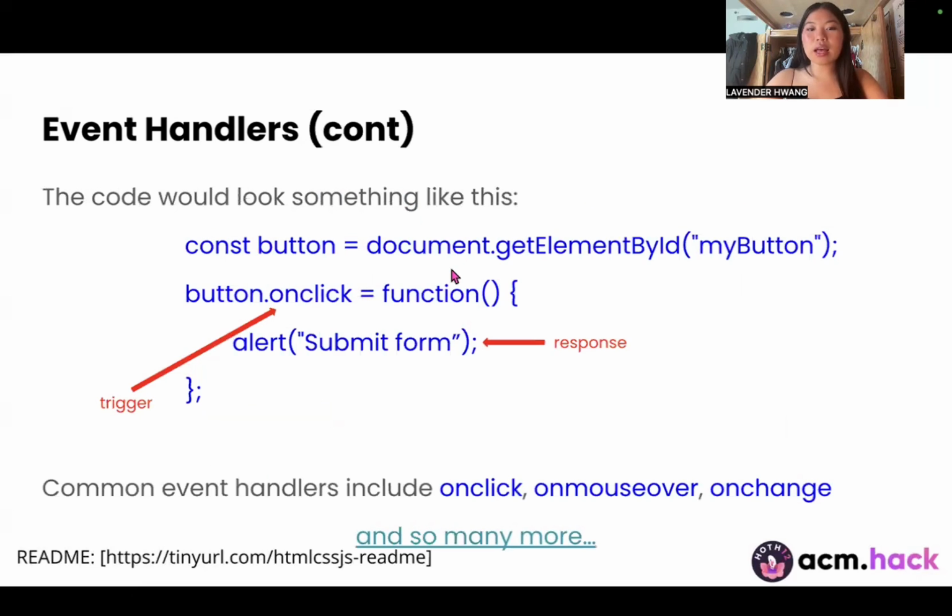I would get that button from my document, from my DOM, and set it to a variable. Then using this variable, I can set a trigger to it, so my trigger would be on click, for instance. Once it's been triggered, this is the response. It's going to run this function, and what this function does is just say submit form, right?